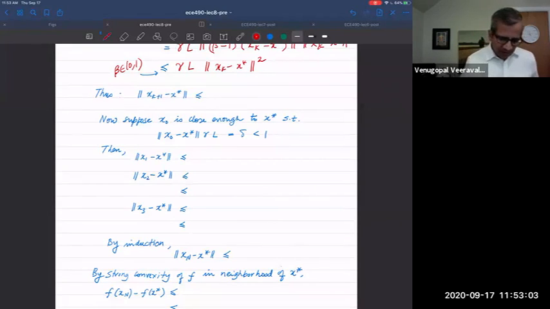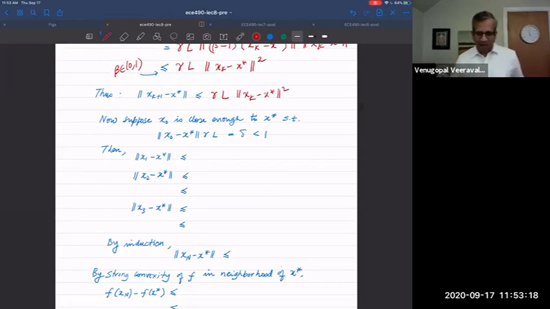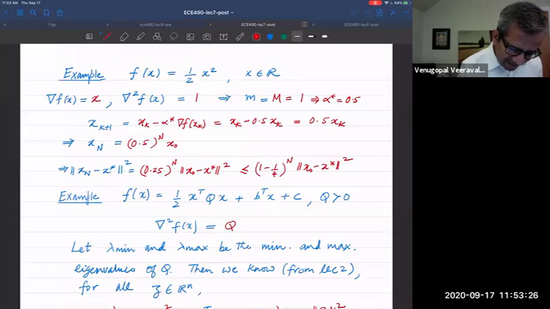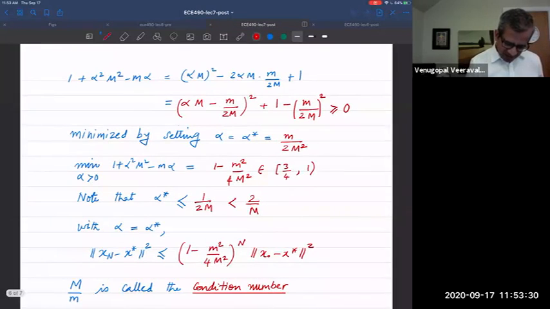All right. So finally, we basically conclude that this is less than gamma times L times the norm of xk minus X star, squared. Okay, so here's an interesting difference between what we saw last class and what we're seeing here. Let's look at the expression.